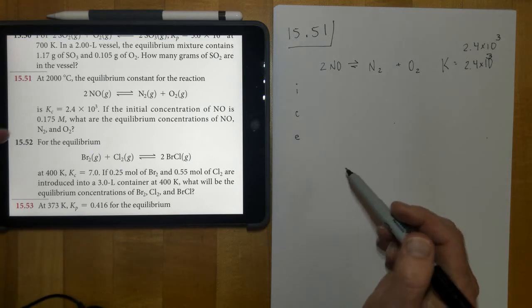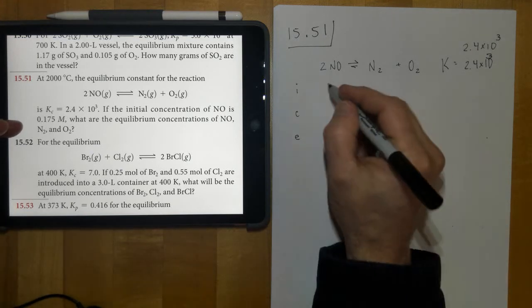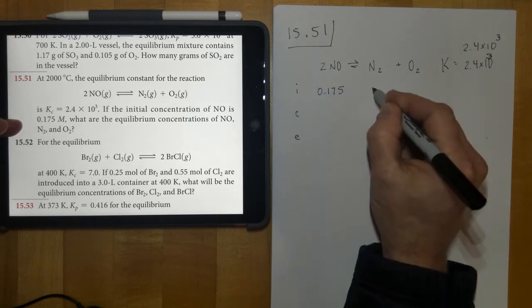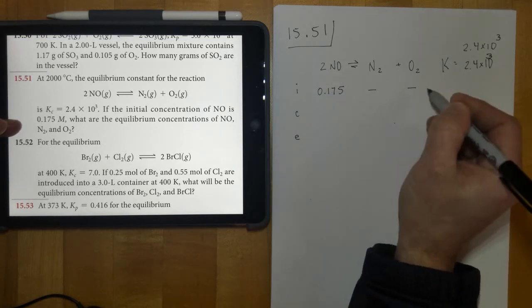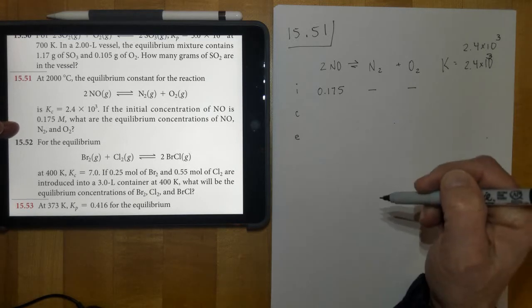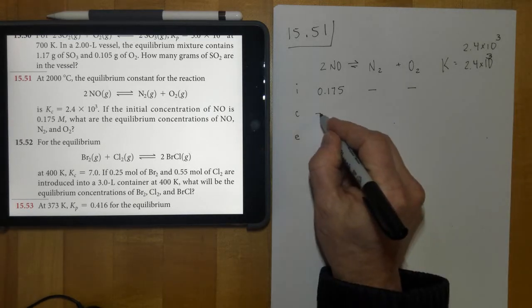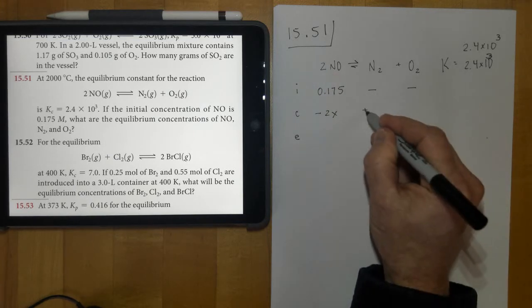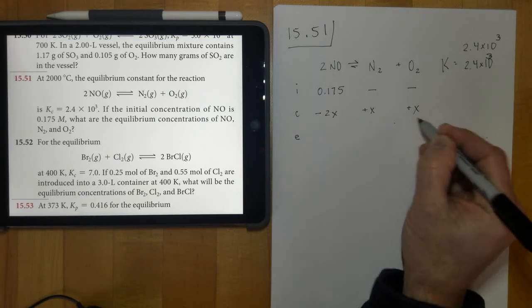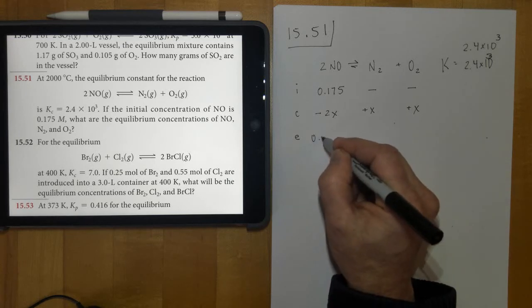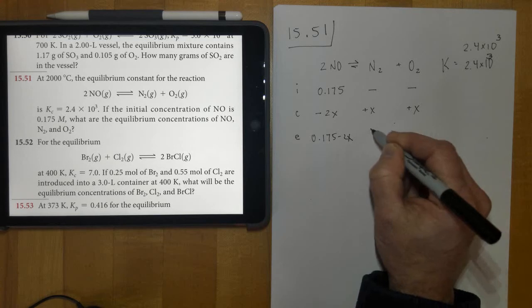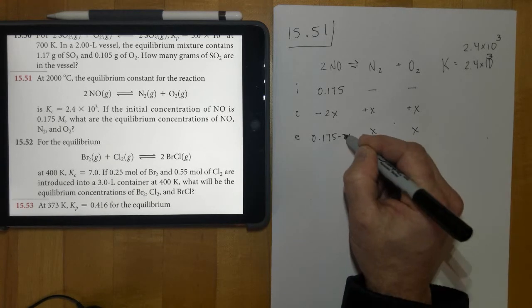So we know that the initial concentration of NO is 0.175, which we're going to assume there's none of this and none of this to start with. And then when we achieve equilibrium, we will lose 2x of this, because there's a 2 in front of here. We will gain x of this, and we'll gain x of this. So at equilibrium, we'll have 0.175 minus 2x, and we'll have x amount here and x amount here.